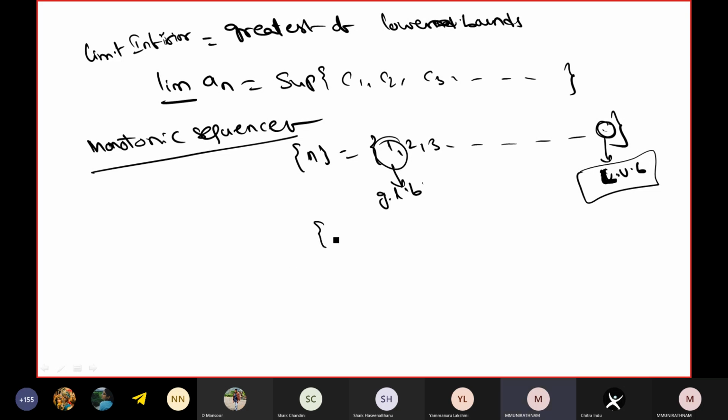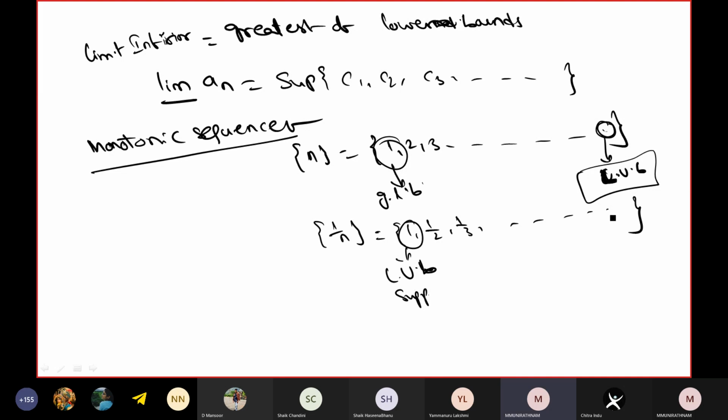Similarly, take 1 by n. 1 by n is a decreasing sequence. So for a decreasing sequence, the least upper bound exists, that is, the supremum will exist. If the infimum also exists, then the sequence converges, otherwise it diverges.